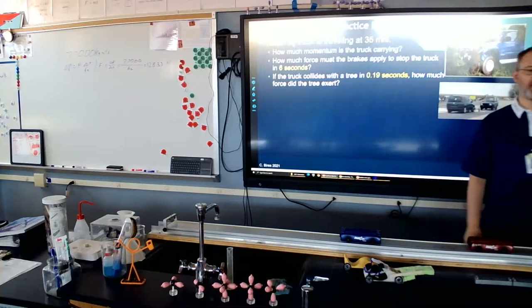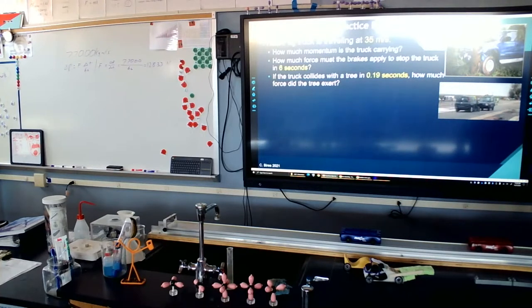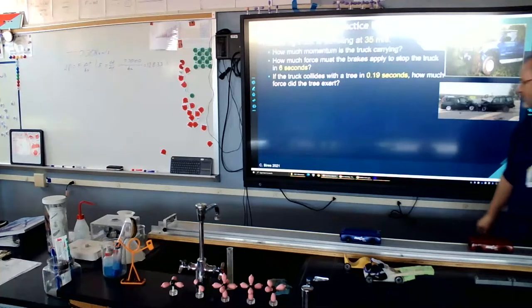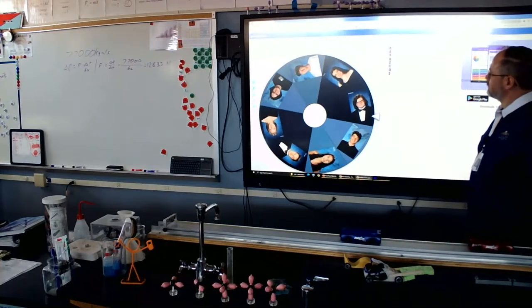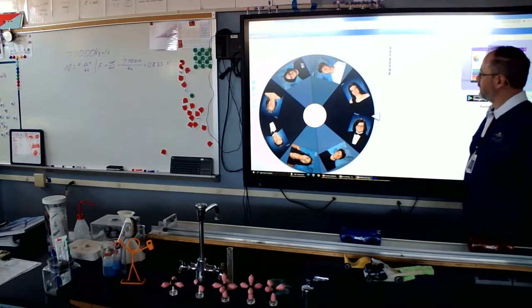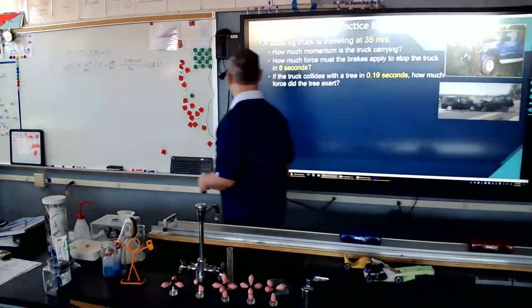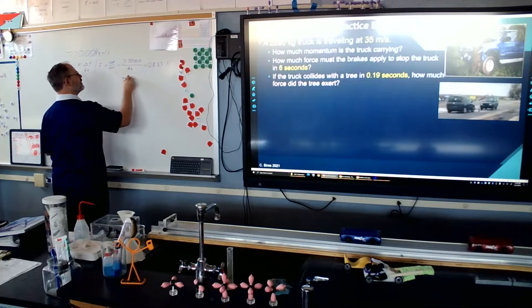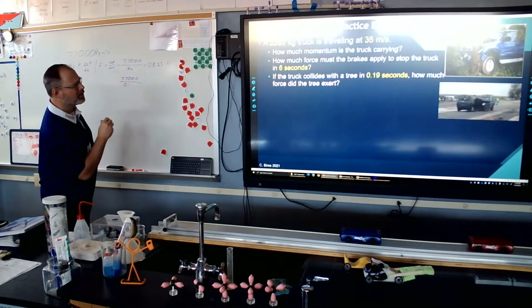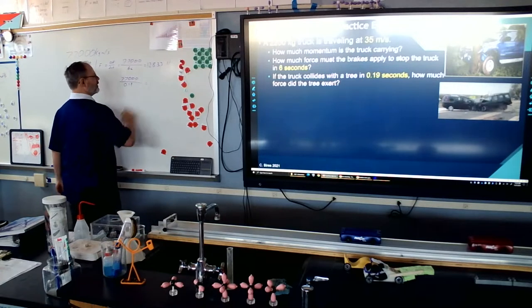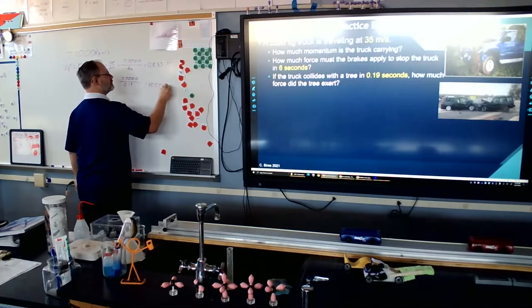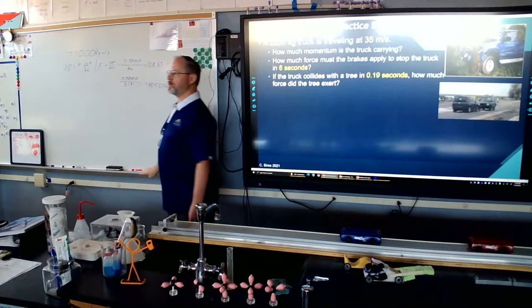What if it hits a tree and it collapses the front of the truck in 0.19 seconds? Then how much force is exerted on the truck? No, you're dead. We're talking about the truck. I'm sure it's a modern truck with an airbag, and I'm sure you put your seatbelt on. Instead of 6 seconds, if it can stop in 0.19 seconds, how much force is exerted on the truck? 405,000 newtons. So this is why you don't stop your truck by hitting a tree.